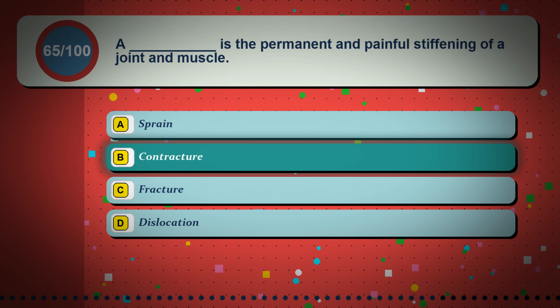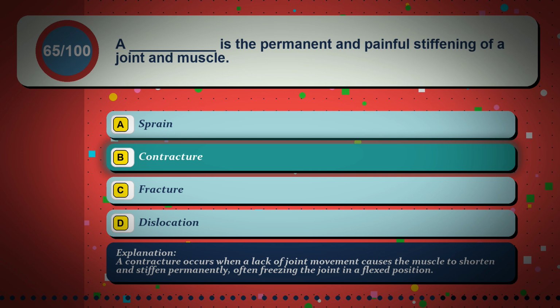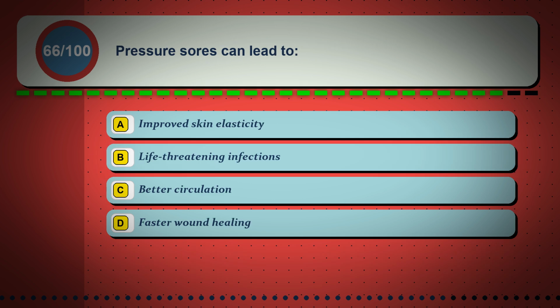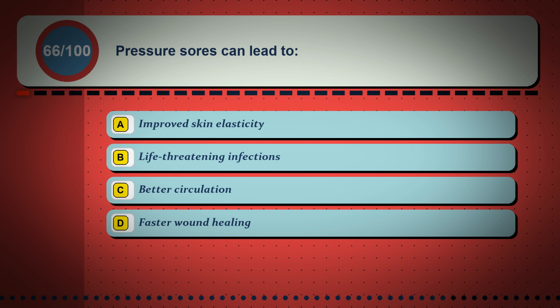The correct answer is option B, contracture. A contracture occurs when a lack of joint movement causes the muscle to shorten and stiffen permanently, often freezing the joint in a flexed position. Question 66. Pressure sores can lead to option A improved skin elasticity, option B life-threatening infections, option C better circulation, option D faster wound healing.